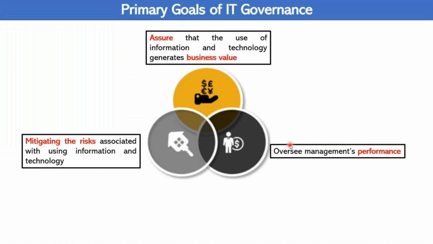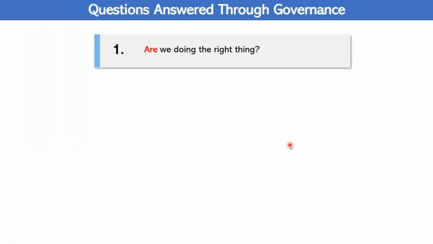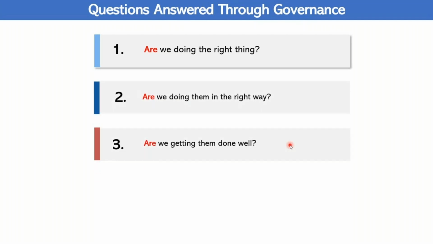What are the questions that must be answered through governance? The first is, are we doing the right thing? There are 4 R's. Please focus. There are 4 R's that answer governance. Second one, are we doing them in the right way? The third, are we getting them done well? And finally, the fourth, are we getting the expected benefits?